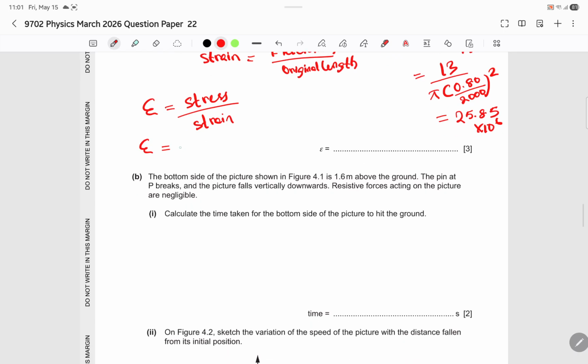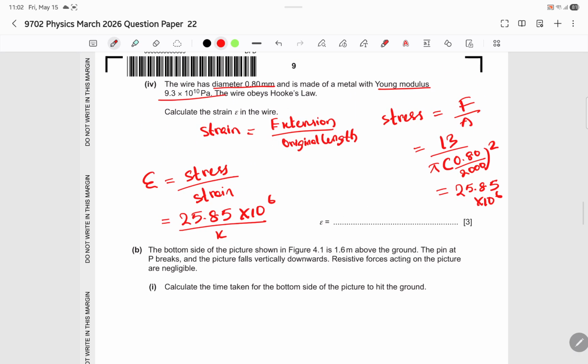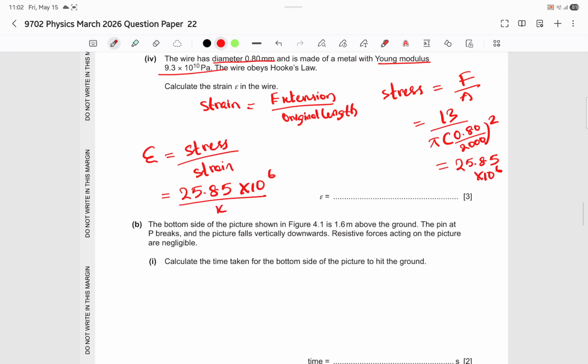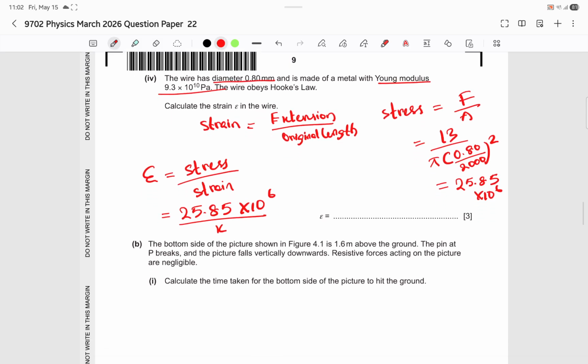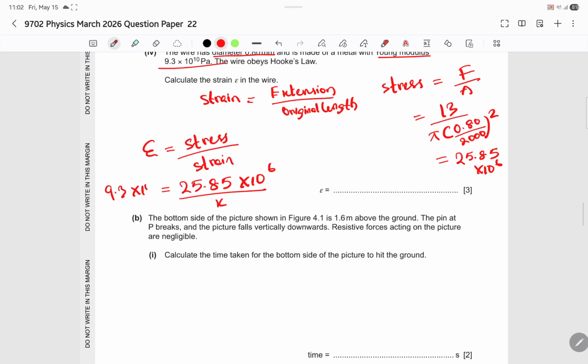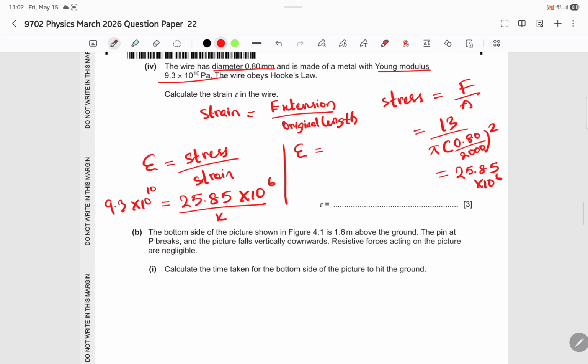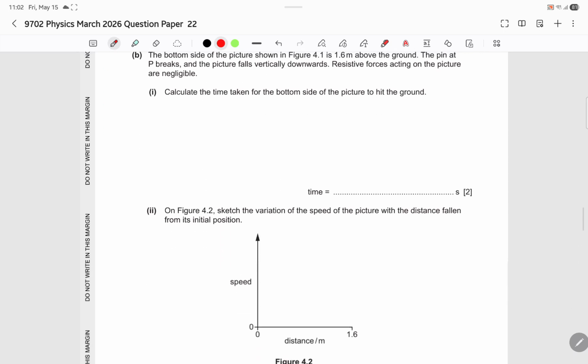So strain is 25.85 into 10 to the power 6 divided by the Young modulus given, which is 9.3 into 10 to the power 10. If you rearrange this, your strain comes out to be 2.77 into 10 to the power minus 4, which, if you round up to 2SF, is 2.8 into 10 to the power minus 4. That is the answer.